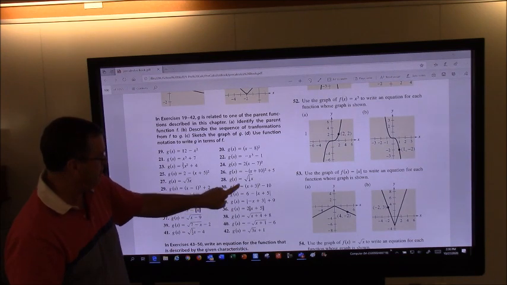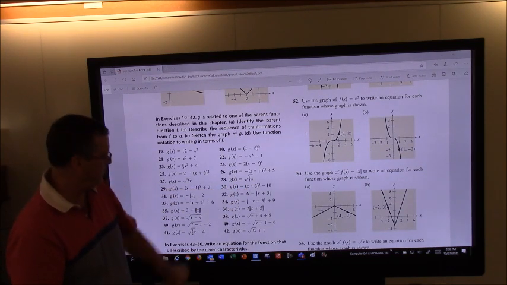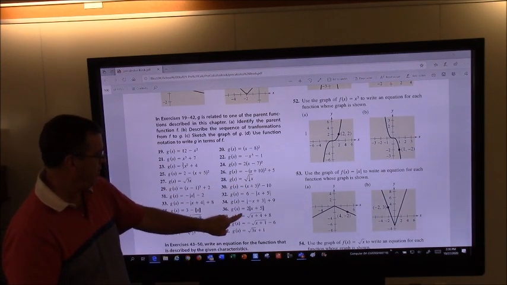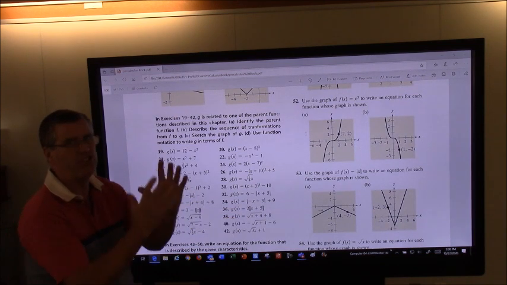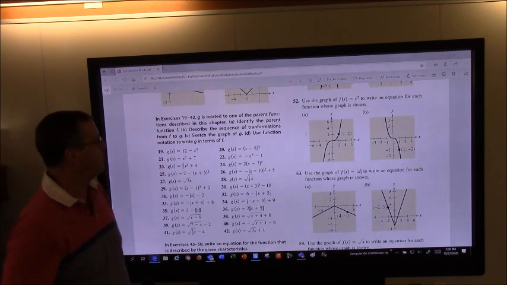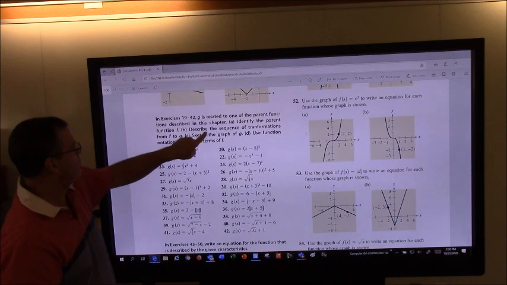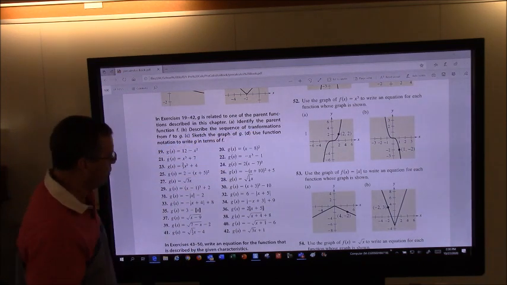For this one, it's f of x equals x cubed. What's the parent function? For this one, it's f of x equals the square root of x. Or f of x equals the greatest integer function of x. It's just the x variable with whatever that function is. Part B, describe the sequence of transformations.